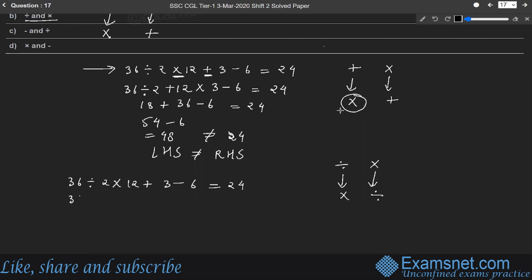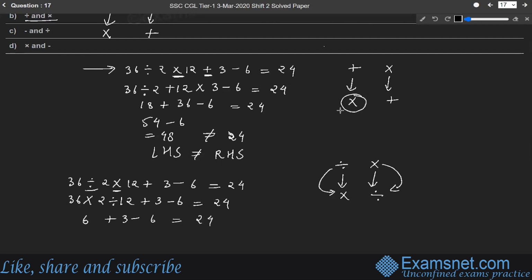So 36 divided by, again the division sign will be changed to a multiplication sign. So 36 multiplied by 2. Now there is a multiplication sign. We know that the multiplication sign should be changed to a division sign. So it will be divided by 12 plus 3 minus 6 is equal to 24. Now further solving it, 36 into 2 divided by 12 will be 6, plus 3 minus 6 is equal to 24.